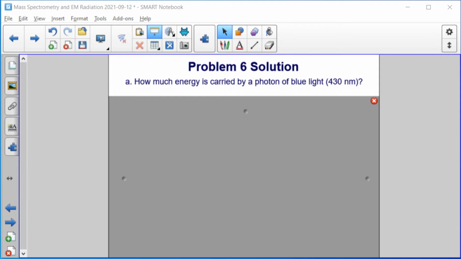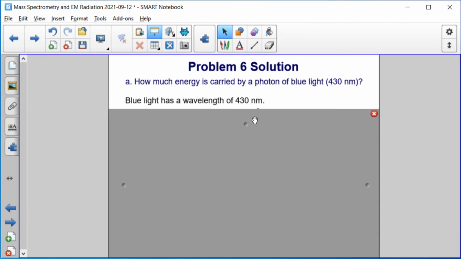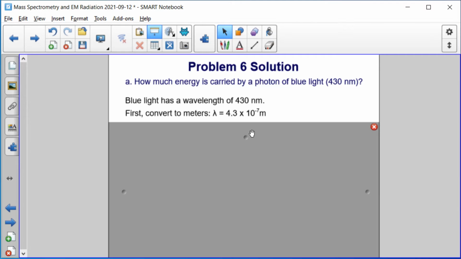All right, so here's the solution to part A of problem 6. How much energy is carried by a photon of blue light, 430 nanometers? We're given the wavelength of that light, 430 nanometers. First thing I do is convert that into meters: 4.3 times 10 to the minus 7 meters.